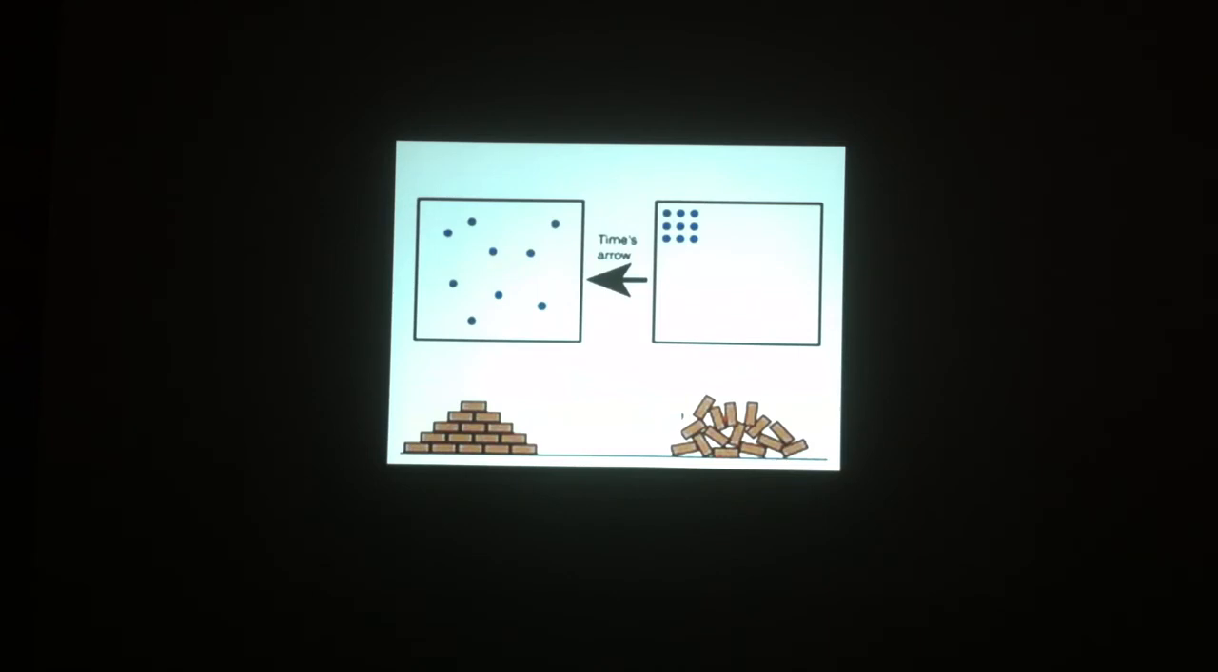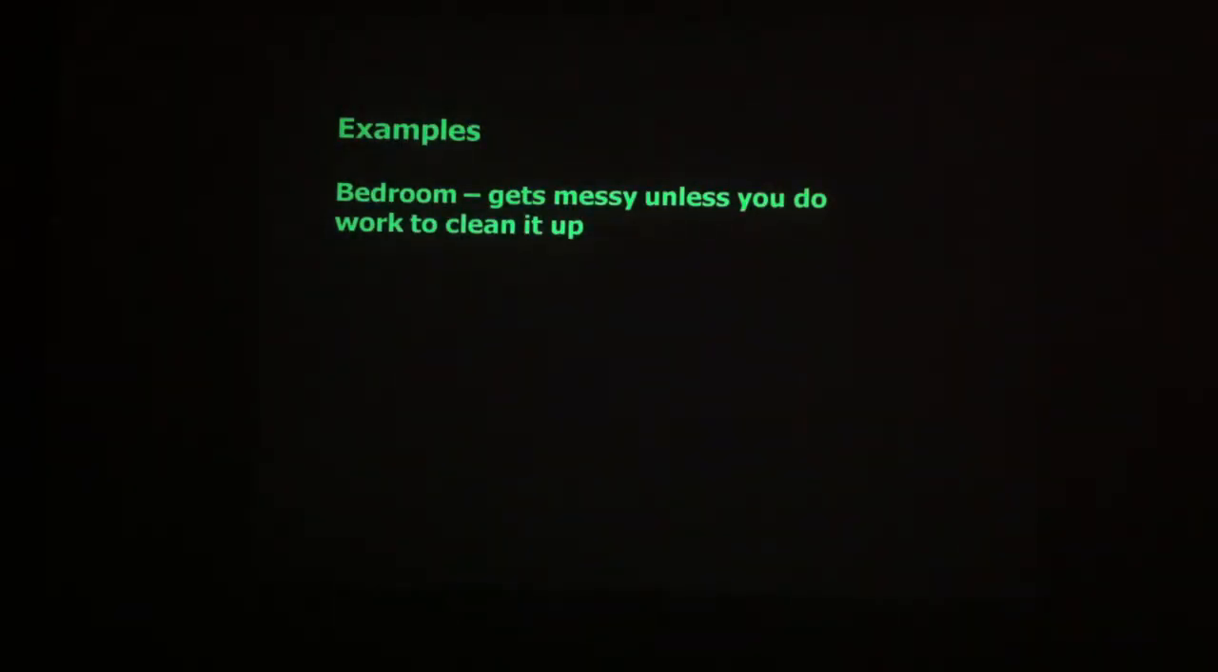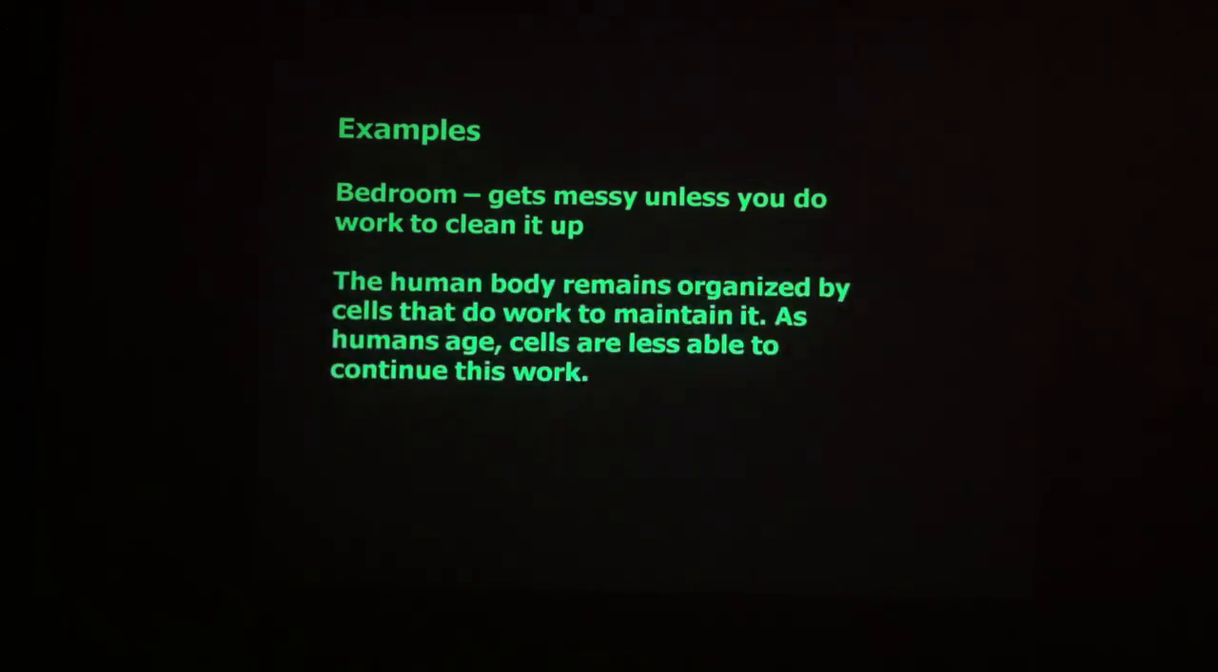So let's look at a couple more examples. We already talked about the bedroom. Your bedroom naturally will become messy unless you do work to clean it up. Now our bodies, the cells in our body actually do work. They move around our body to maintain homeostasis. That is basically to keep your body functioning properly. Your cells are constantly dying and being regenerated and moving things around your body. And so these cells are doing work to maintain this organization within your body. As you get older, your cells are less able to do that. And your body actually becomes less organized, and homeostasis is not able to be maintained. And so eventually, when your body's unable to do that anymore, the body actually shuts down.